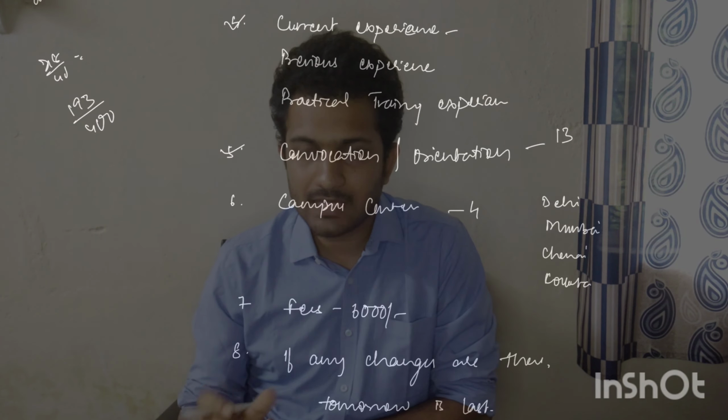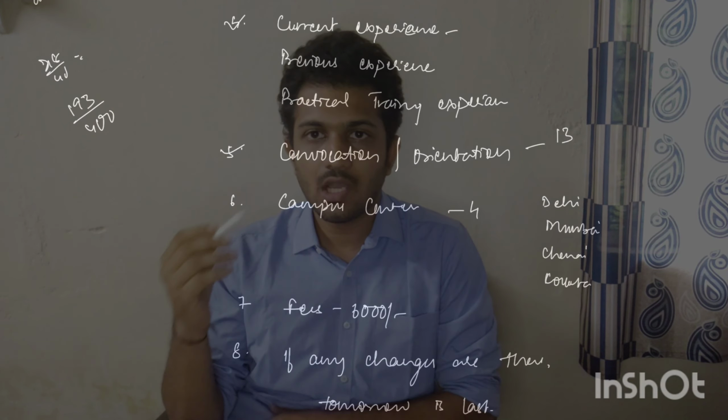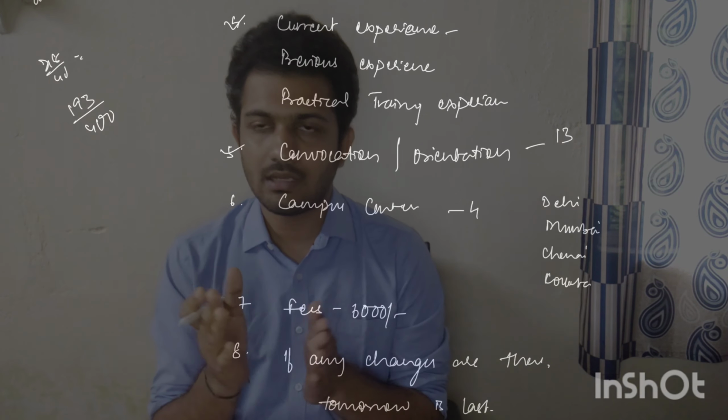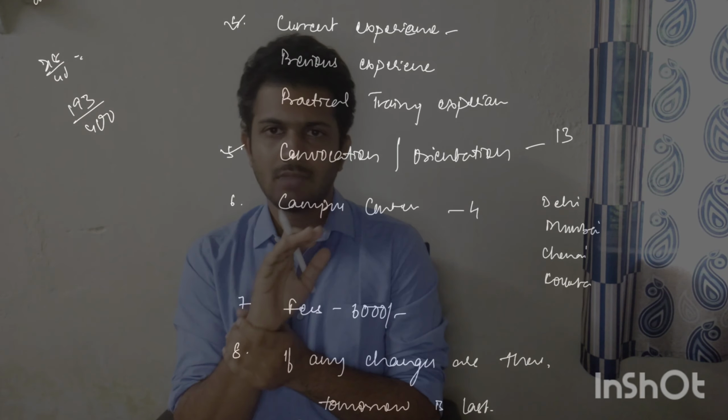And when it comes to campus placement, we have only 4 centers, which are Delhi, Mumbai, Chennai, and Kolkata. Okay, only these 4 centers. So depending upon your region, you can select your campus, and you can select any campus. I mean, that doesn't really matter.